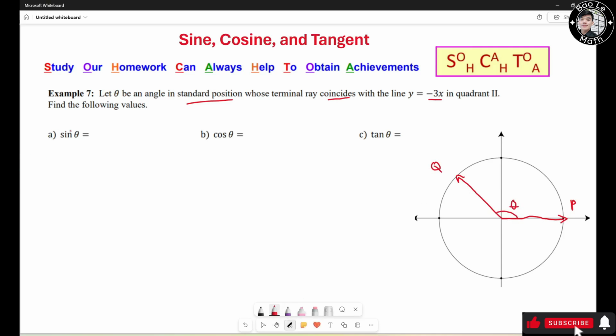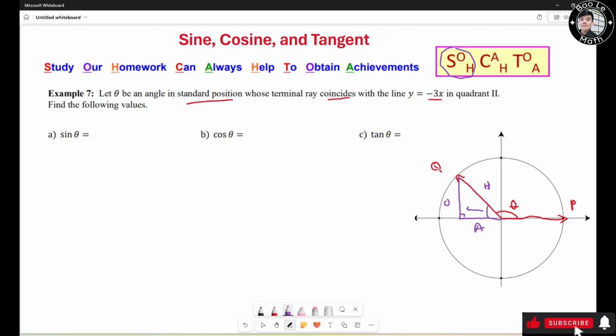Alright, so we need to find sine theta. So we cannot use this angle to create the right triangle, so we need to use the reference angle. The reference angle is going to be right here. So we need to create the right triangle. Alright, so we draw the arrow. This guy becomes opposite, this guy becomes adjacent, and this guy becomes hypotenuse. So sine theta is going to be opposite over hypotenuse. Now, we don't have the radius.